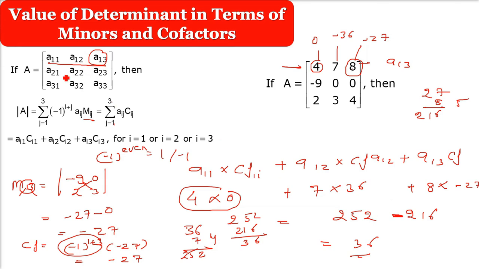You can use any row and any column. We have just used the first row. There are 3 rows and 3 columns, whichever you want you can use. Like this middle one also. Just find the cofactors and multiply by these values.